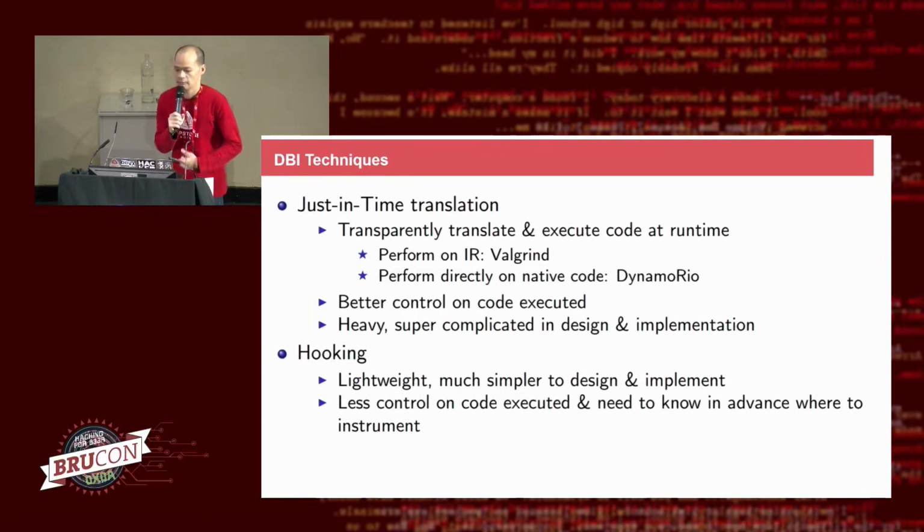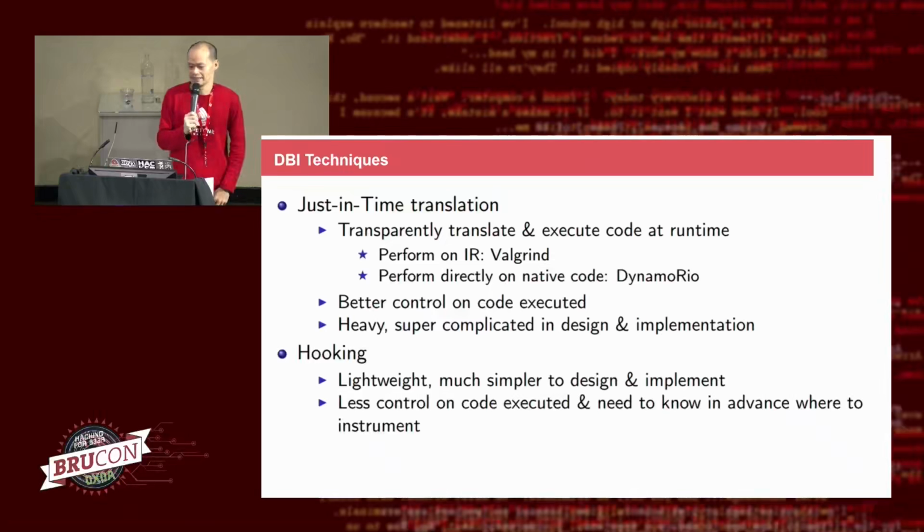So there are 2 main types of DBI techniques. The first one is called just-in-time translation. So the idea is that we do not run the original code, but we translate this code into some other code, and we put the result into a buffer, and we run from the buffer. We do not really run the original code directly. We can perform the translation on some intermediate language, like in the case of Valgrind, or we can perform translation directly on the native code, like in the case of DynamoRIO.